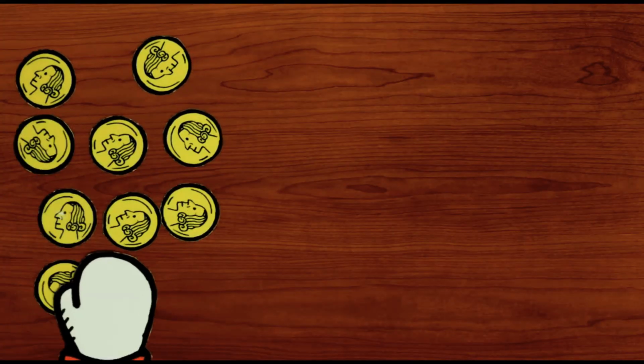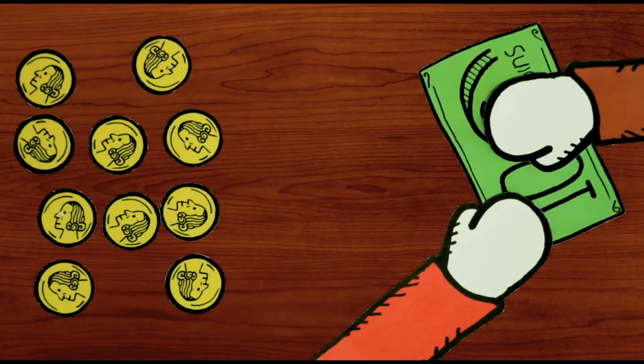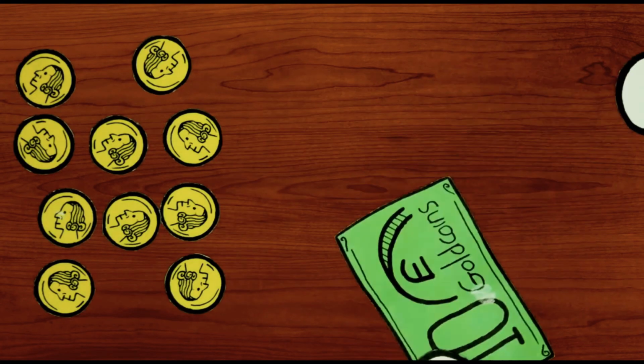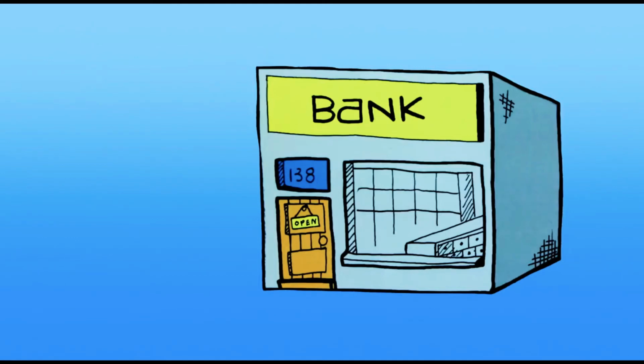Can you look after my gold for me, please? Yes. Here's your £10 receipt. These receipts were the earliest types of banknotes. They have developed and now they are no longer linked to gold.